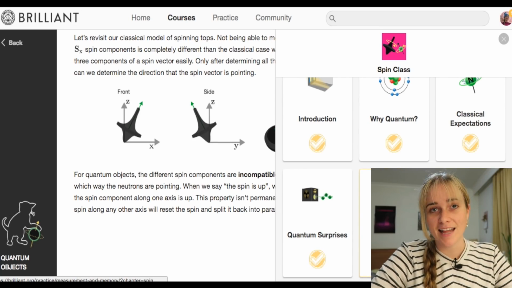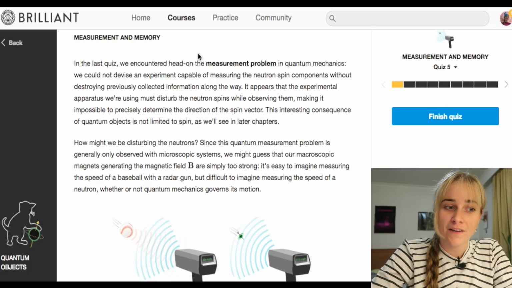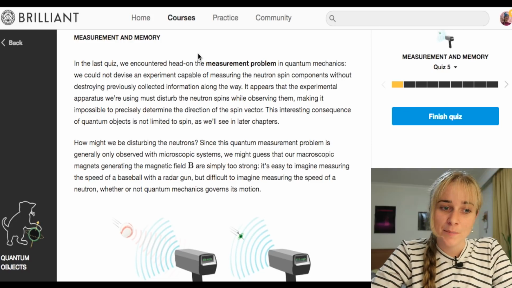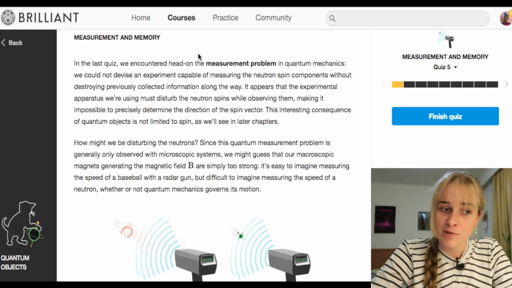Okay, let's move on to the last section of this part here, which is measurement and memory. What we encountered in that last section was the measurement problem in quantum mechanics. We could not devise an experiment capable of measuring the neutron spin components without destroying previously collected information along the way. It appears that the experimental apparatus we were using must disturb the neutron spins while observing them, making it impossible to precisely determine the direction of the spin vector.